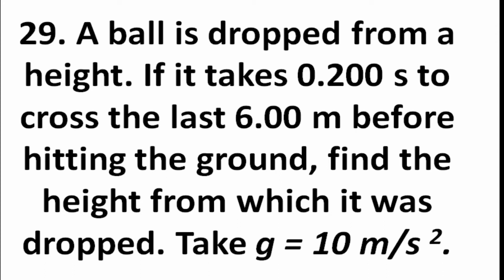H.C. Verma Solutions, chapter number 3, Rest and Motion Kinematics. Question number 29. A ball is dropped from a height. If it takes 0.2 seconds to cross the last 6 meters before hitting the ground, find the height from which it was dropped. Take g equal to 10 meters per second square.